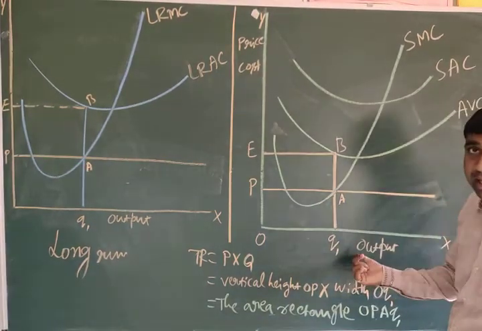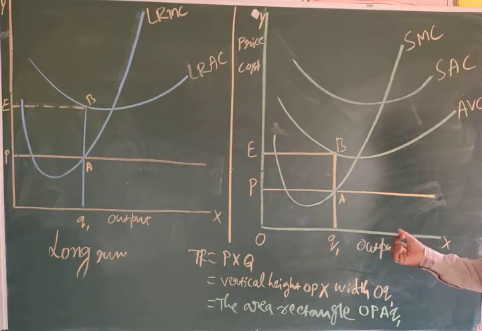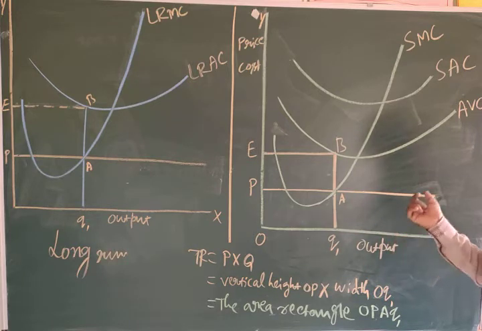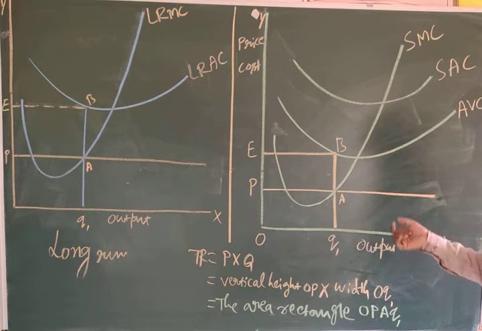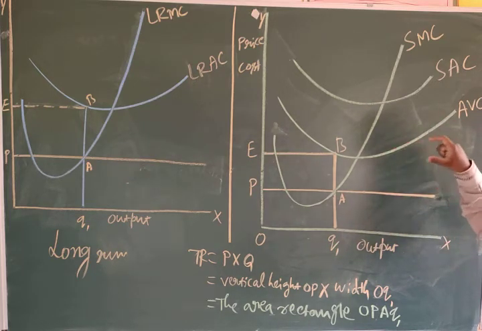This is the short run diagram. Observe here. Under this, how will the firm get more profit? Here it is not possible to get more profit when the price is less than AVC.